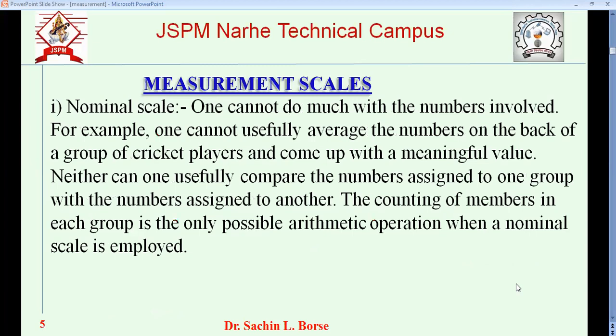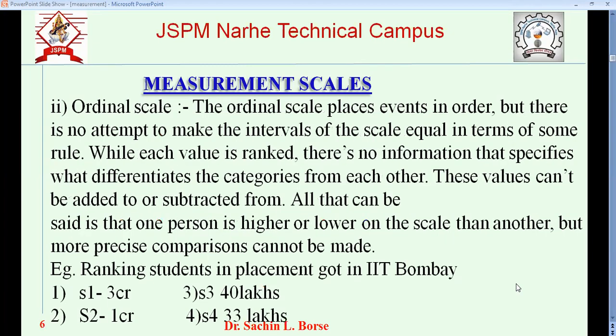Then we'll move to the ordinal scale. Ordinal scale means we arrange in ascending or descending order. Here I gave the example of salary packages got in placement by students. We generally arrange in descending order, so the first one will be the topmost package. But the difference between two consecutive persons' salaries is not the same. It is only ordinal, meaning order, either rising or decreasing.